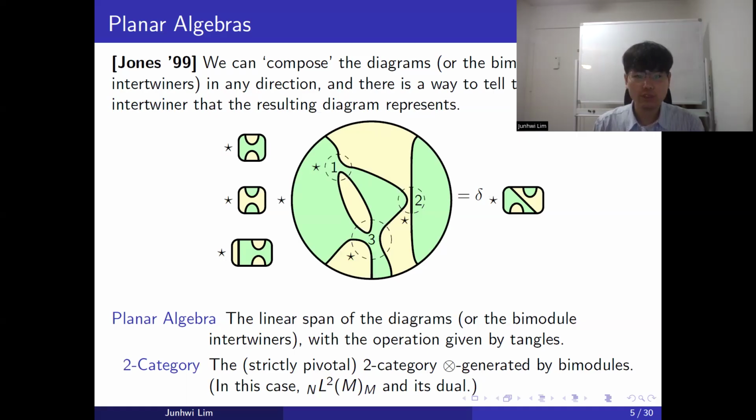Then the resulting diagram looks like this, and this creates a loop in the middle. So we remove it and multiply by a scalar delta. And after homotopy, we get this diagram. In my talk, the linear span of the diagrams, together with the operation given by tangles, will be called a planar algebra. For audience from a categorical background, this is just the 2-category tensor generated by the bimodule L2 of M and its dual. And this 2-category is always strictly pivotal.